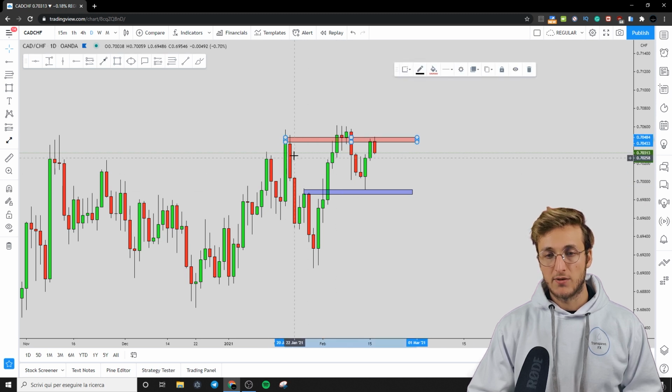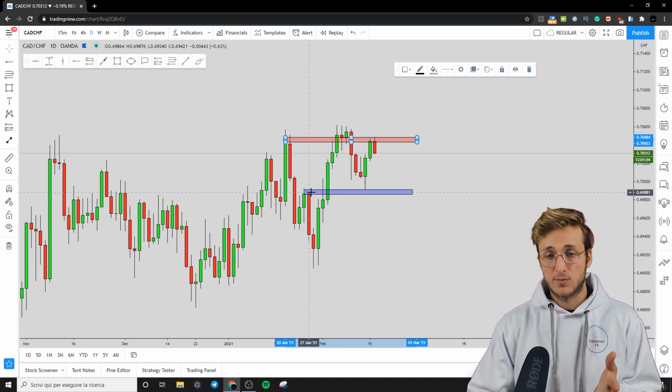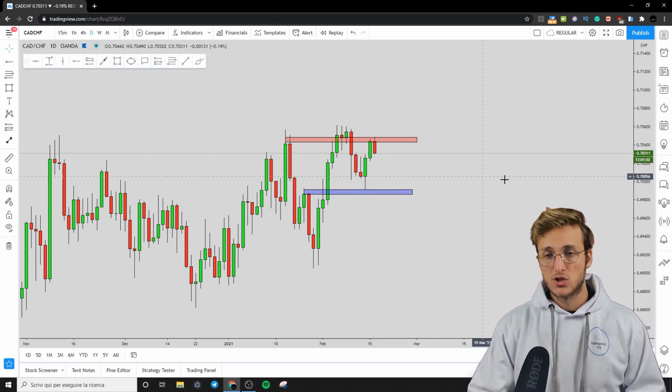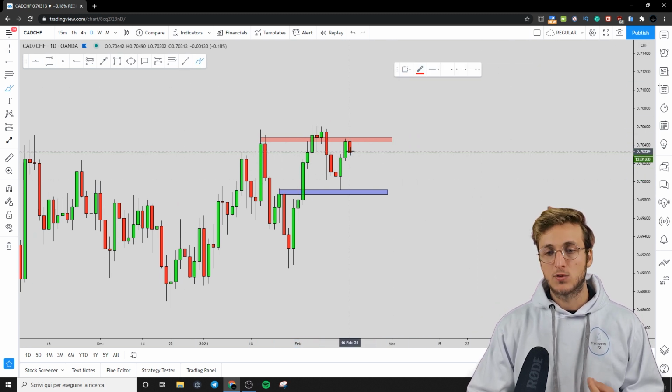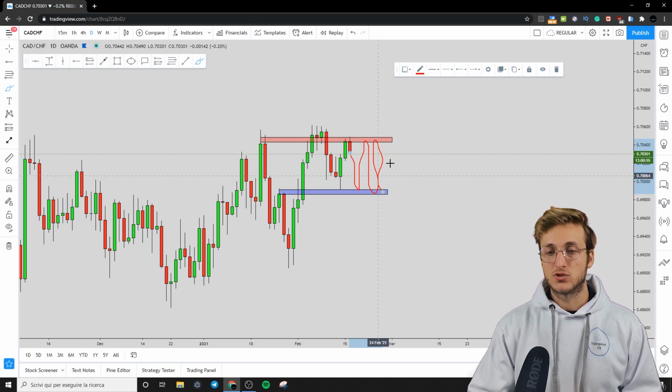In fact, this area is very strong previous resistance turned support, and now again resistance here and previous resistance turned support. So basically there is the possibility that the market will actually enter a range inside of these two levels, basically remaining trapped in between the resistance and support that we have at these two zones.